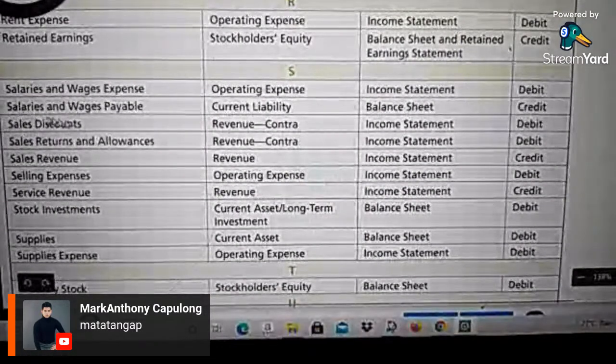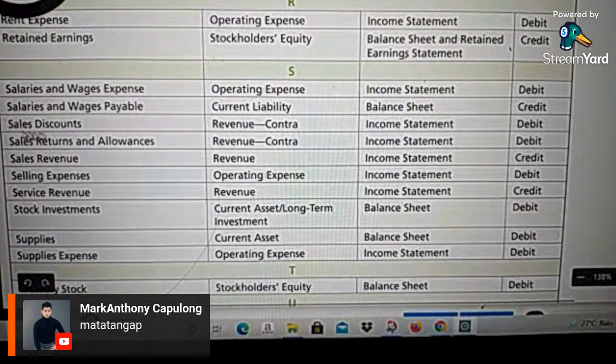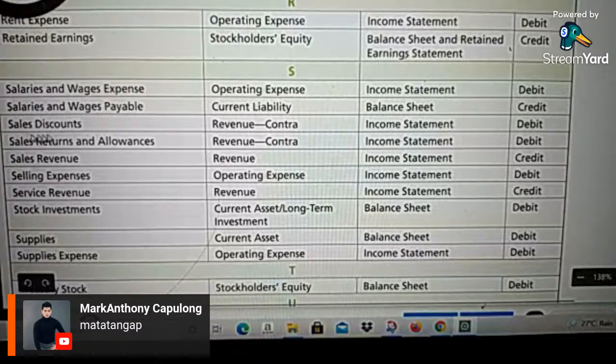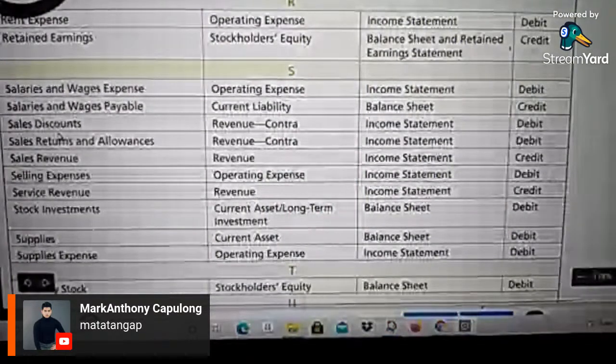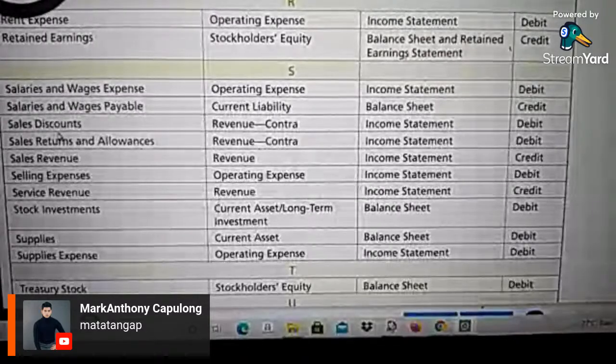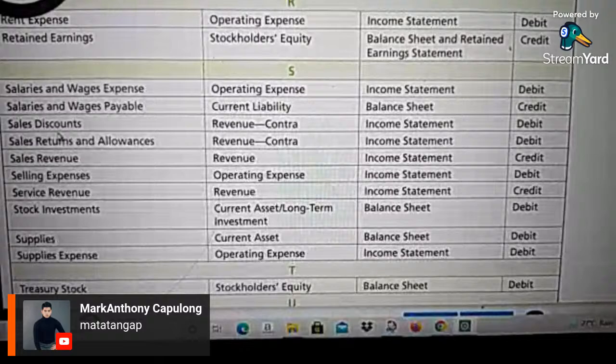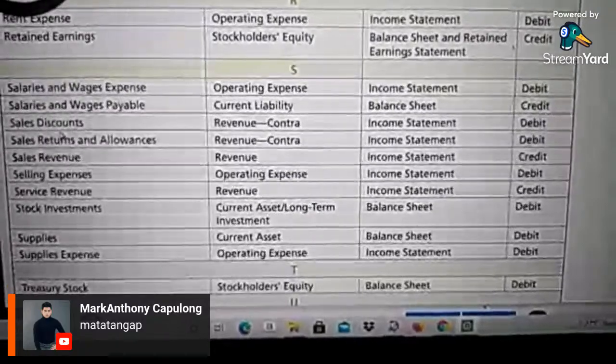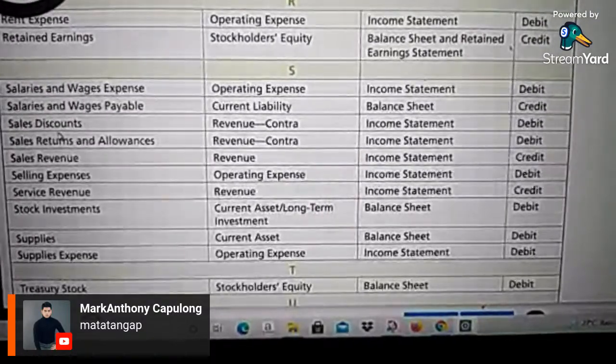Okay? Sales discount, that is the same, meaning the discount that you encounter in the malls, in the supermarkets. For example, 5% discount, 20% discount, 50% discount. So that is the same. Discount, sales discount. You will give a discount for something. No? Okay, so wala pang mga question. Are there any questions?